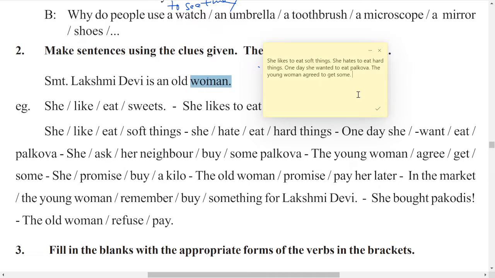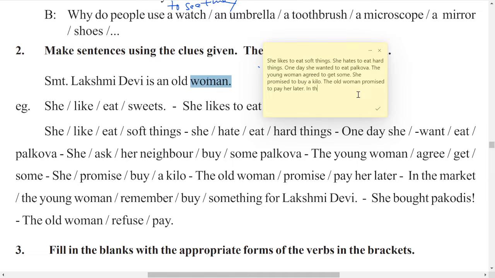Now, she promised by a kilo. We are speaking about a completed action. She promised to buy a kilo. Promised is the verb form 2 that we have to focus on here. Next one, the old woman promised pay her later. The old woman promised to pay her later. So when this old woman asked the other woman to get palkova, she said, okay, you get this much and I will pay for all this amount, I will pay it later.